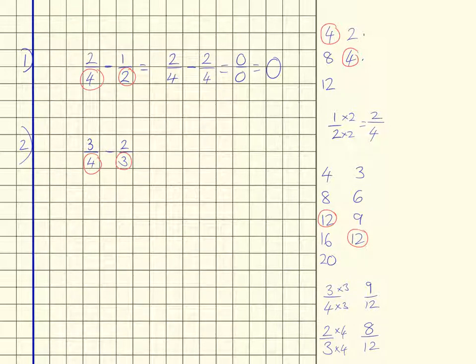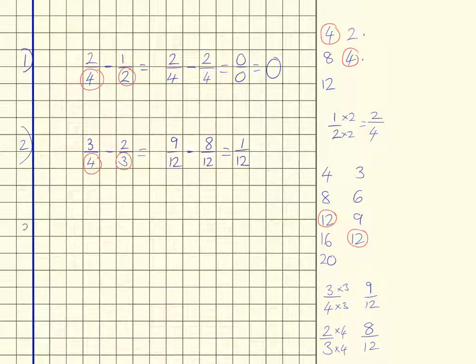So what I can do now is over here I'm going to write that 3/4 is equivalent to 9/12, and that 2/3 is equivalent to 8/12, and when I take 8 away from 9, I'm left with 1/12.